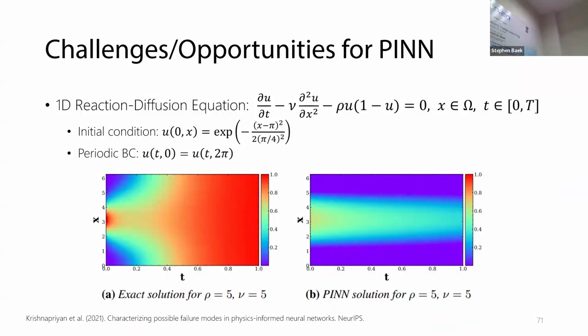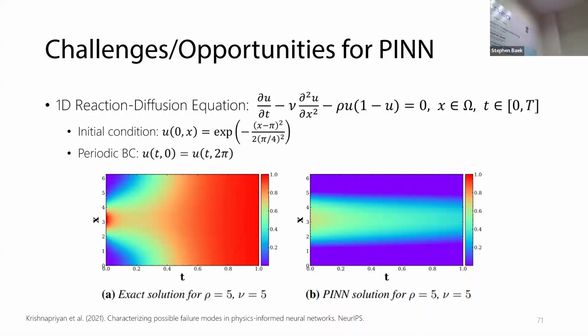Now, the diffusion term obviously describes the diffusion phenomenon, so the quantity spreads to the nearby region. But then the reaction term over here describes the creation of the material, and so on and so forth. Again, this is a slightly more complicated equation compared to the previous one.